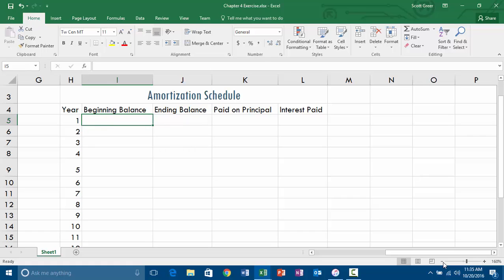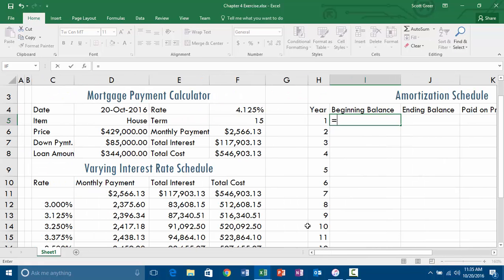So for our beginning balance, we're just going to go ahead and say equals. We're going to scroll over here. What's our beginning balance? We start our loan off owing this much. So we're going to take our loan amount. I'm actually going to type it. Loan amount. Enter. So we've got our loan amount.